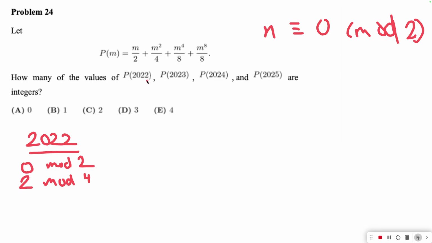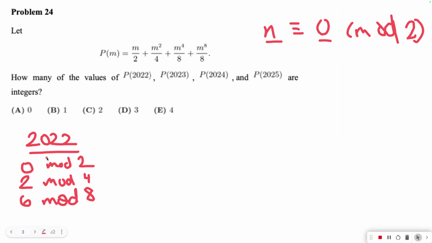422 minus 400 is 22, and then 22 minus 2 times 8 is 6. So this would be 6 mod 8. Okay, so we have these values. We know that when m is congruent to 0 mod 2, what does that mean? We realize that if n is congruent to 0 mod any m, it just leaves a remainder of 0. So it has to be an integer.